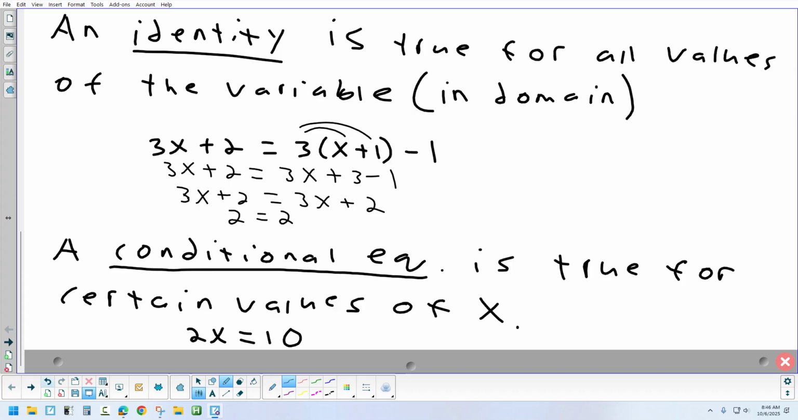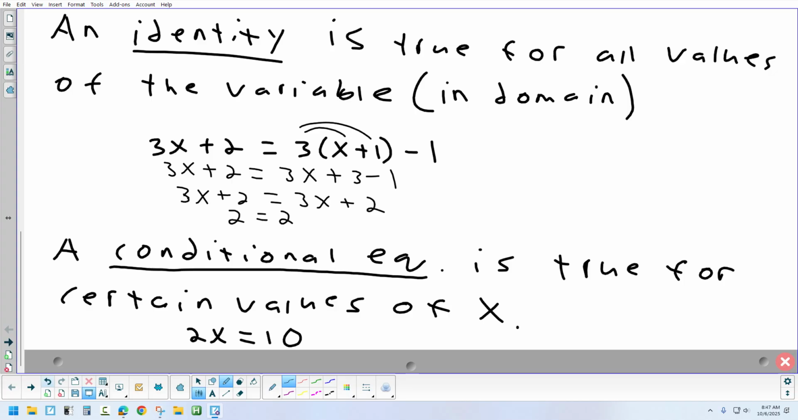What usually happens more often is you have what's called a conditional equation. A conditional equation is when there are specific values that make the equation true. This equation isn't true all of the time. The top one is. But this one's only true if you let x equal 5. So that's the condition that makes it true. x has to equal 5. Any questions on that?